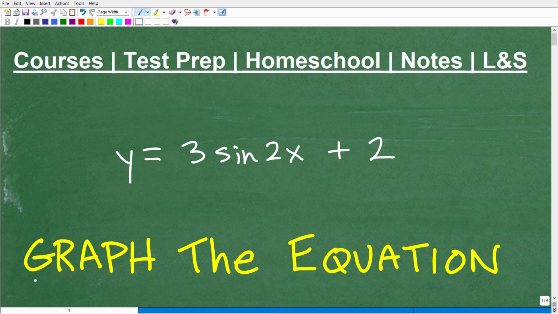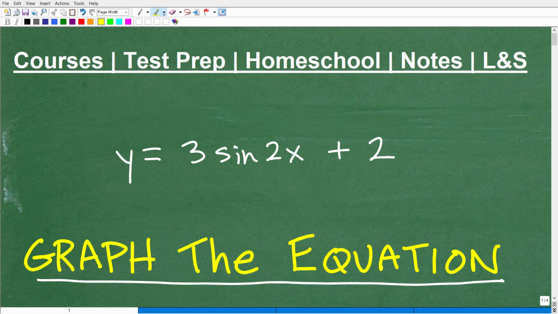Okay, let's go ahead and graph this equation. And what are we talking about here? Well, we're talking about trigonometry. You can see we have a trigonometric function, sine. This type of problem is something that you would see in a course like pre-calculus. It's pretty typical to take trigonometry within a pre-calculus course.